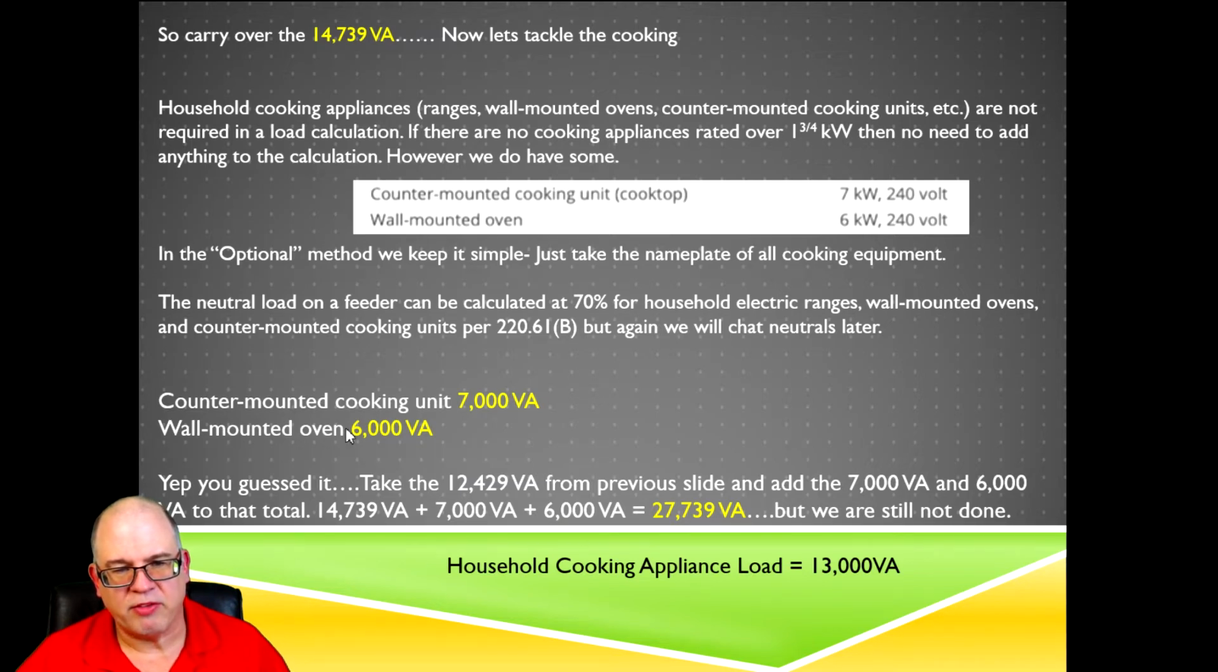And then we have a wall-mounted oven, which is 6,000. Again, I don't need to explain that again. 6,000 VA. And ignore this right here. This should be right here, should be 14,739. But we did get it right down here. I didn't want to change it for consistency on the webinar that I just did, but just ignore this. This value is from the previous page. So it's 14,739 is what we previously did, plus the 7,000, plus the 6,000, and that's 27,739. Okay, of the cooking loads, we've got 13,000 VA, just in case you wanted to know.